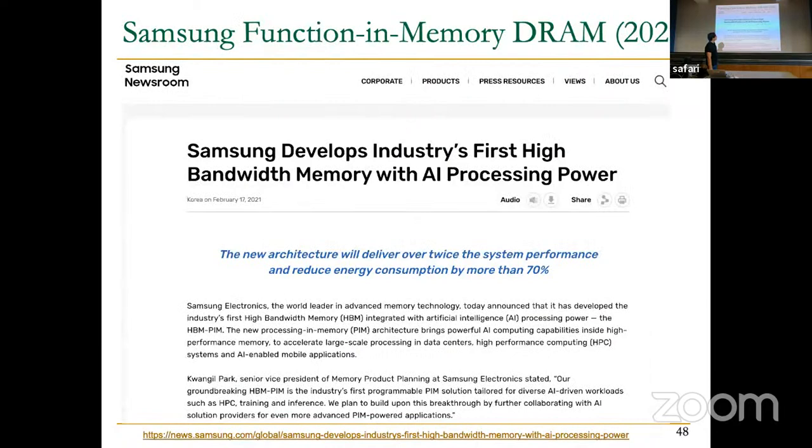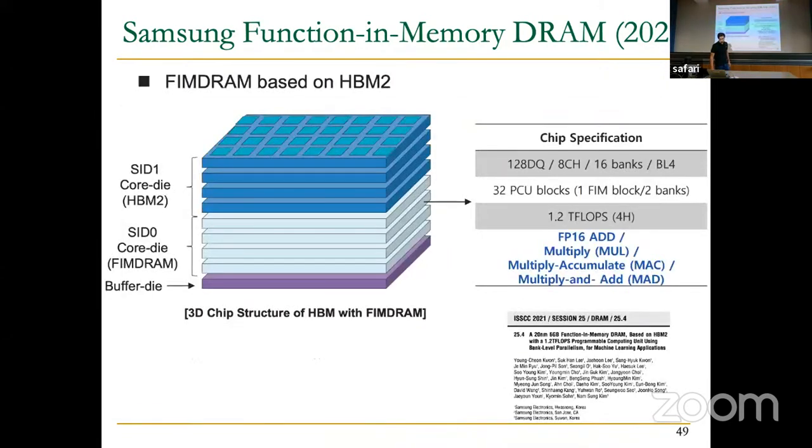This is a talk about this, and this is the announcement from Samsung, their first prototype function in memory DRAM designed for AI, especially for AI inference. It's based on HBM2 memory, as you see, also 3D stack memory, multiple DRAM layers.